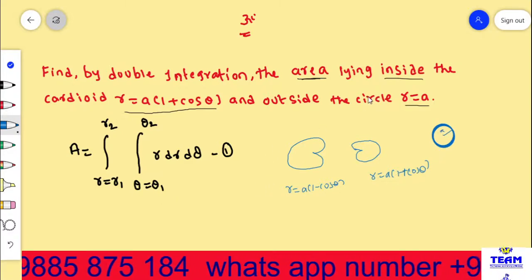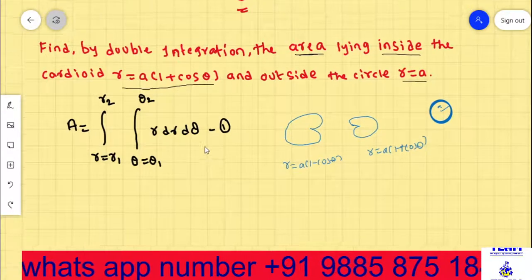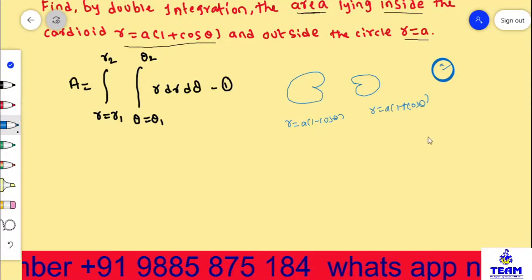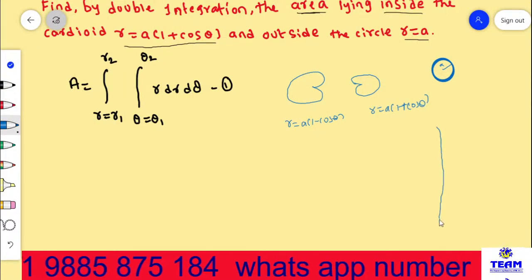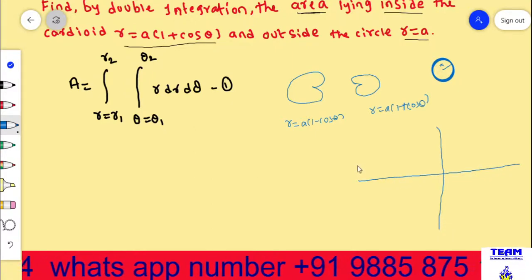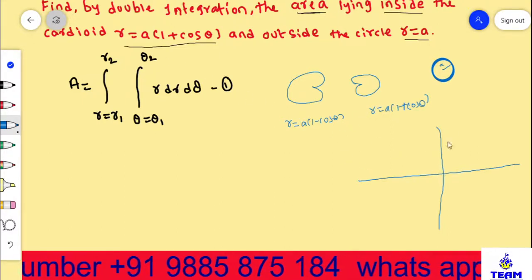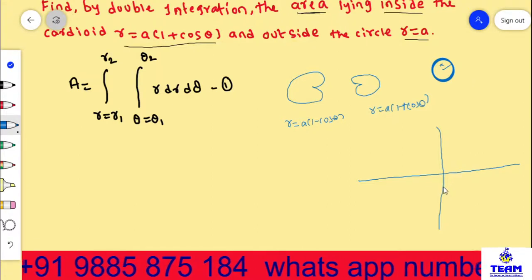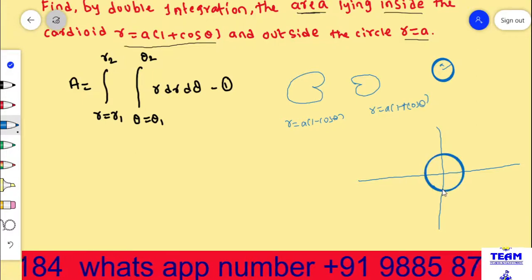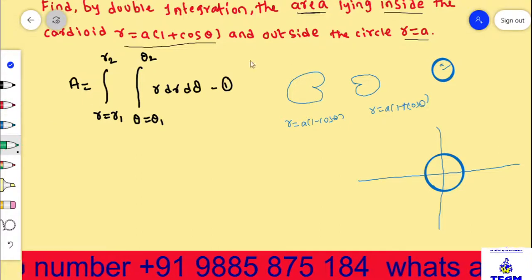Now the region we need to find. Now I am going to find the region, friends. First draw the x axis and y axis. I am drawing here, treat this as the y axis and this as the x axis, not exactly, just a rough figure. First I will draw r = a, which is better for me. Right, this is a circle. Now I am drawing r = a(1 + cos θ).